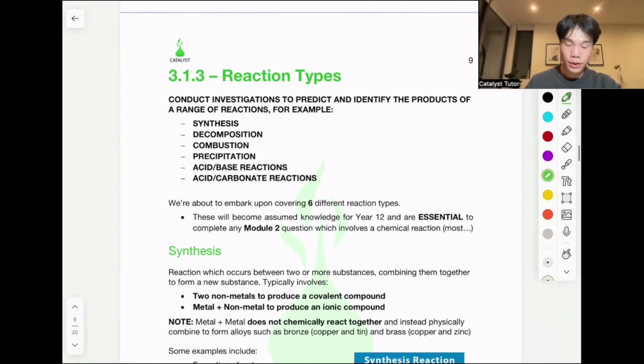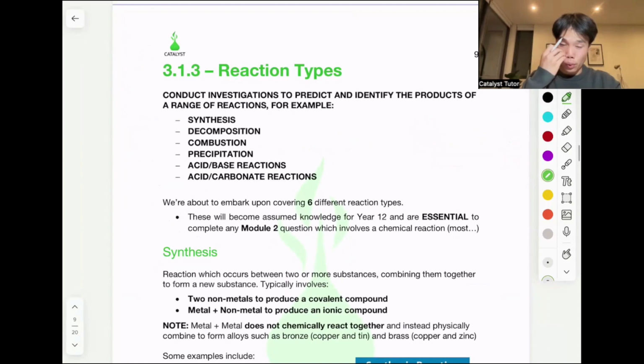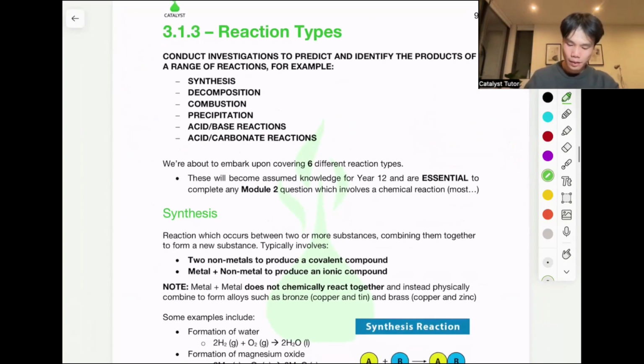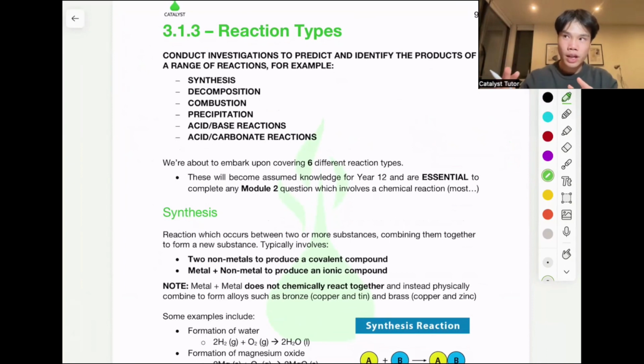So I want to spend most of the time here on reaction types. There's 6 reaction types that I want to go through today. We're going to have to move a bit quickly, but the main idea is that each reaction type encompasses a range of reactions, and within them you'll have to remember the reactants that you use and the products that you'll usually form from that reaction. You'll get more of a feel of what I mean once we start to go into it.